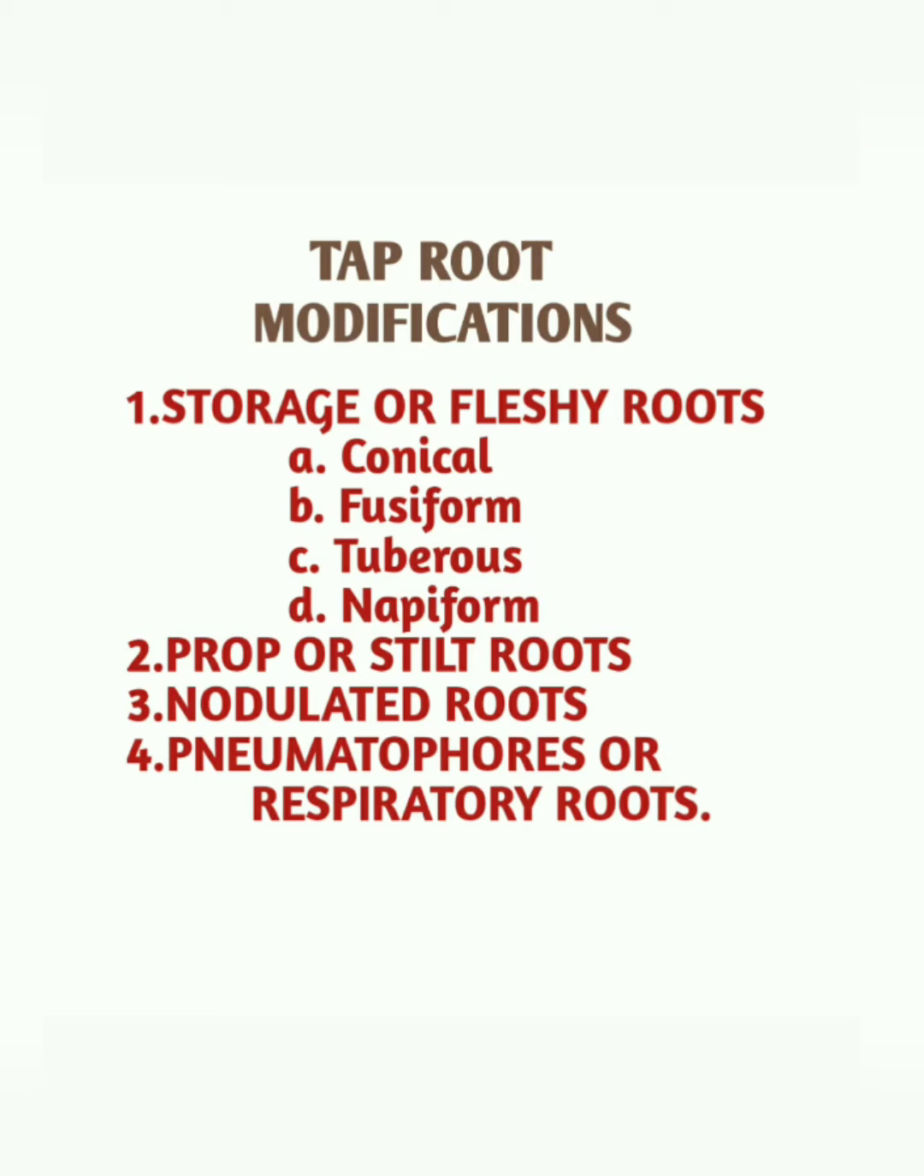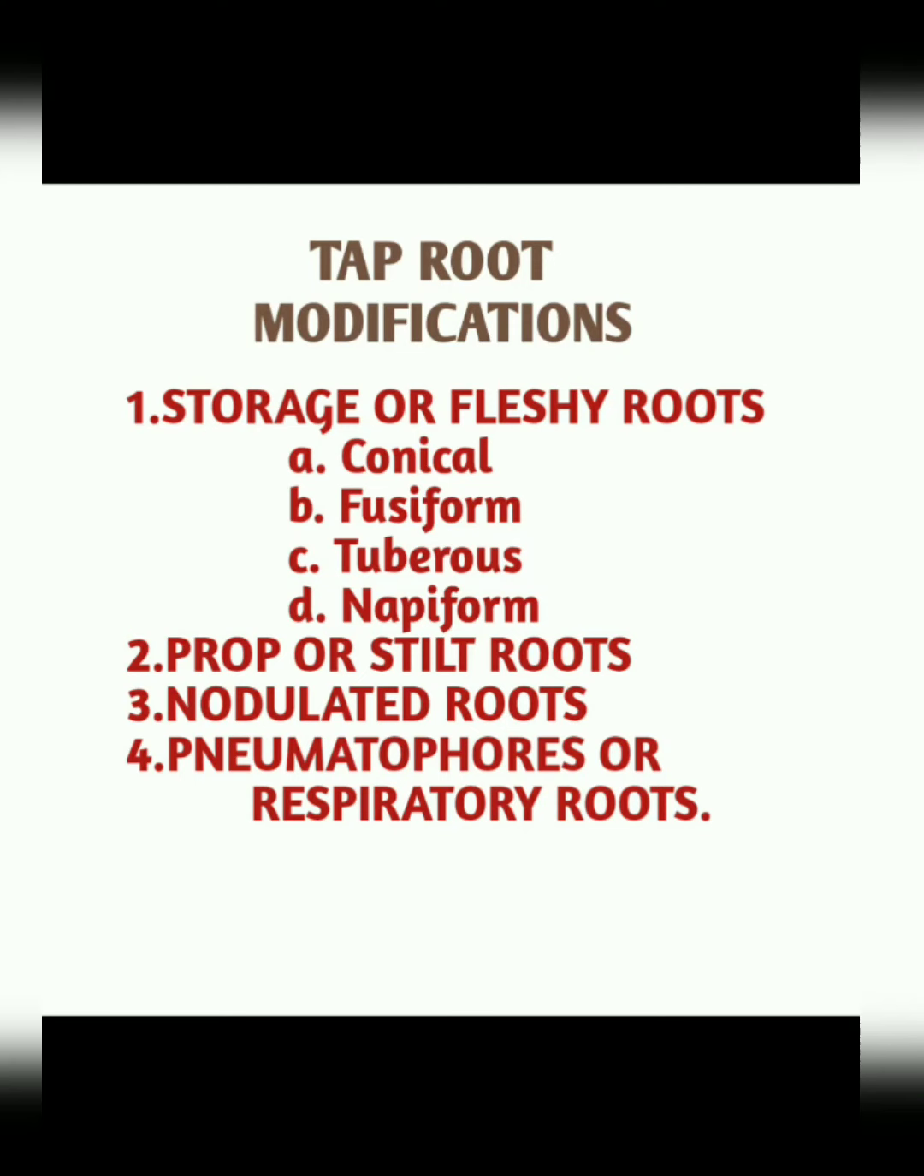So what is the first kind of taproot modification? Storage or fleshy root. See here, why are the roots undergoing modification? Roots usually perform functions like absorption of water and minerals, and they transport that water and minerals to the various parts of the plant body. Other than that, they are changing their structure and shape, they are getting modified. Why are they doing so? So that they can perform some extra functions. In the first type, storage or fleshy roots, the roots are of four types: conical, fusiform, tuberous, napiform. These four types are formed based on their structure and shape.